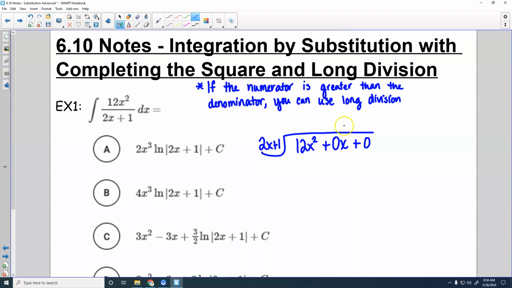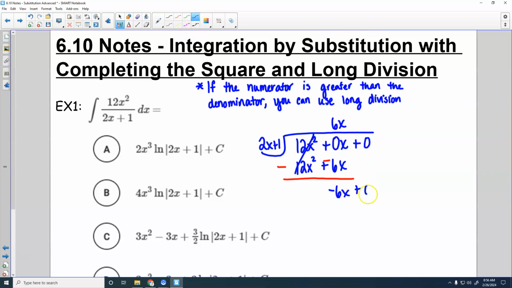So you got to ask yourself, what times 2x would give me 12x squared? So what times 2x will give you 6x? So 6x is going to go here. And so we got 6x times 2x gives me 12x squared. And we got to do 6x times 1. That'll give me plus 6x. Okay. So after I do that division and I multiply, what do I have to do next? Subtract. Be careful with signs on this. I mess this up so often. So this cancels. You'll get a negative 6x.